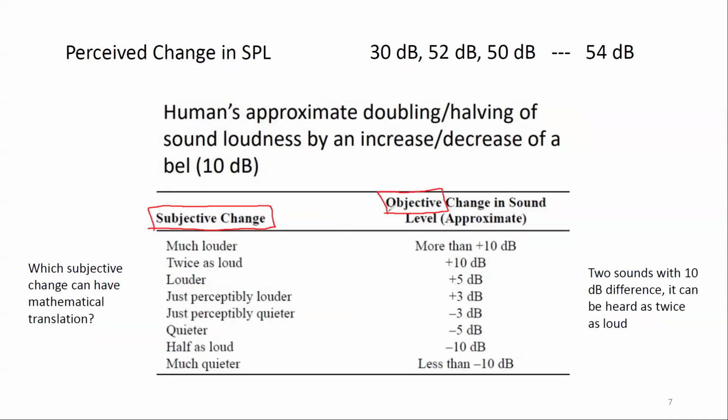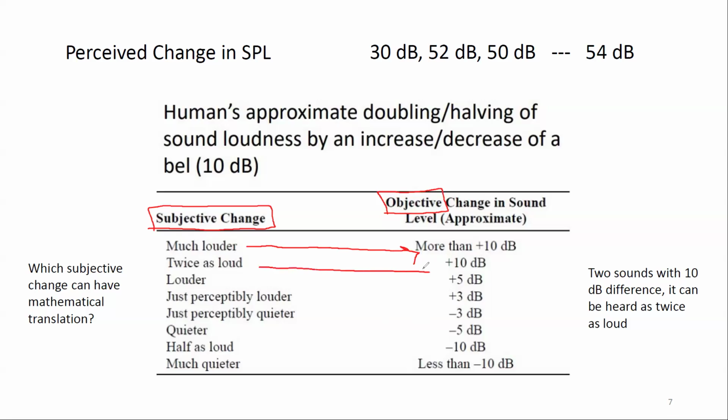When we say subjective, it means that I ask you a question, like how loud is the SPL now, or how loud is the source? And you say, I hear it much louder or twice as loud. That's how you describe it, right? According to this table, I will interpret your answer, which is subjective, to this objective value, more than 10 decibels.